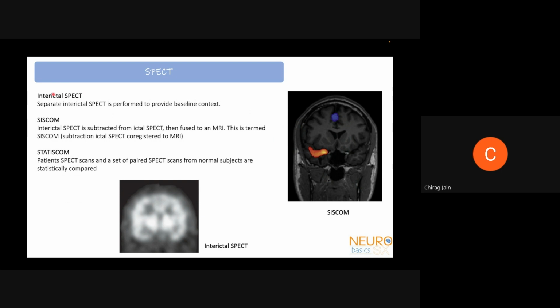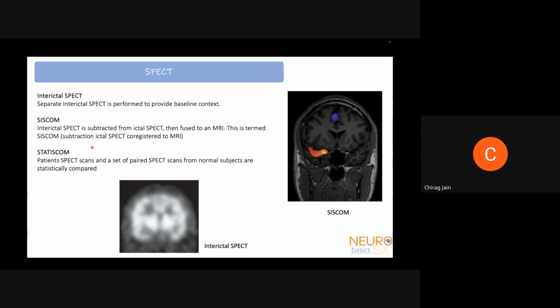We also do an interictal SPECT, where a separate interictal SPECT is performed just to provide a baseline context. SISCOM, that's subtraction ictal SPECT co-registered to MRI, is basically an ictal SPECT and an interictal SPECT subtracted, and then fused to an MRI. So this is a SISCOM image. Here the interictal SPECT has been subtracted from the ictal SPECT to show you what areas light up, and then this is co-registered to an MRI.